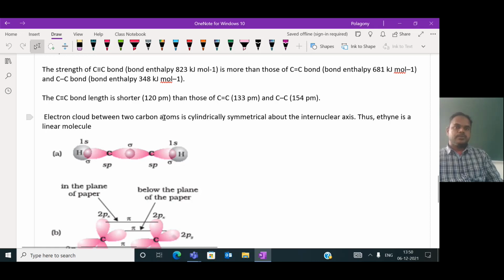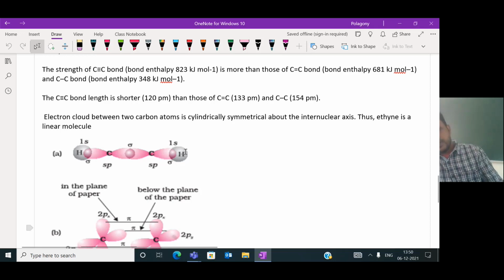The electron cloud between the carbon atoms is cylindrically symmetrical about the internuclear axis. Then ethyne is a linear molecule. Look at this structure of the ethyne molecule. This is a carbon with sp hybrid orbitals, two sp orbitals. This is one sp orbital, this is another sp orbital. Similarly, the next carbon also has two sp orbitals.